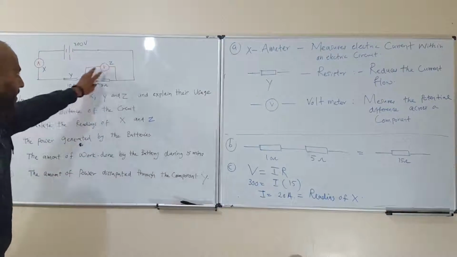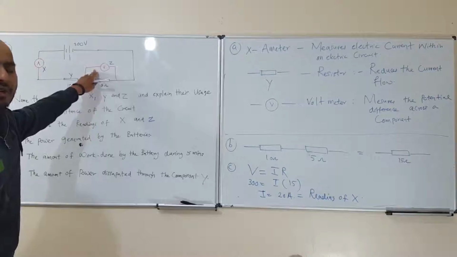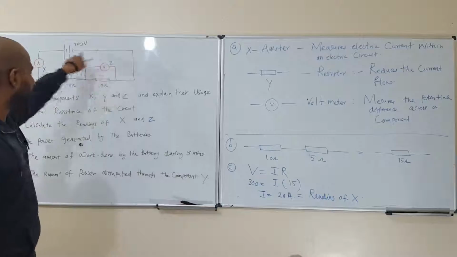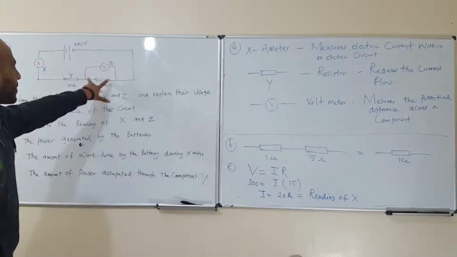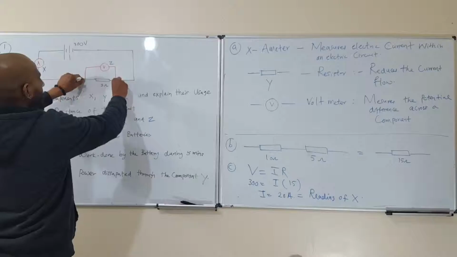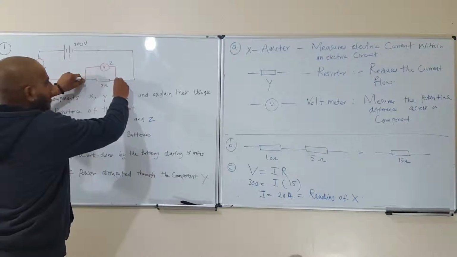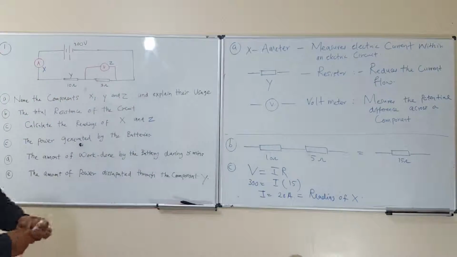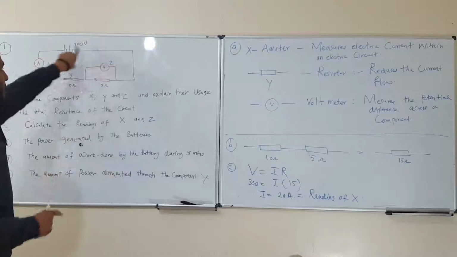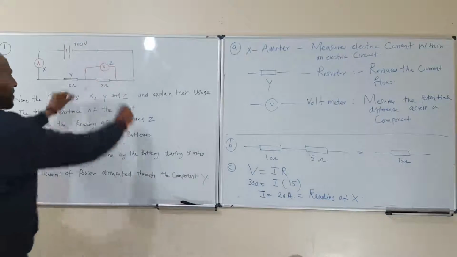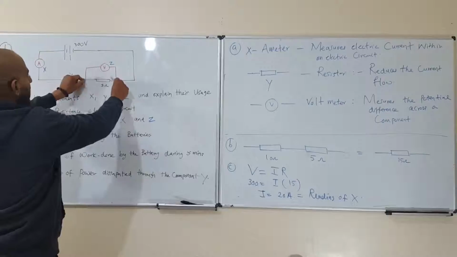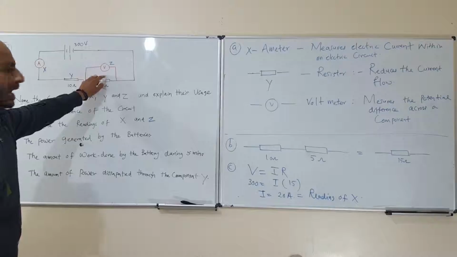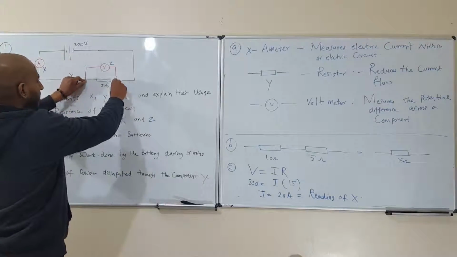To find the voltage, or the potential difference, again we can use V equals IR. Before, we applied V equals IR for the whole circuit; now we can apply it across this 5 ohms resistor. That's quite important. Keep in mind, you can apply V equals IR to a whole loop, or across a component. In this case, they're asking for the reading at Z, so we apply V equals IR to this point.